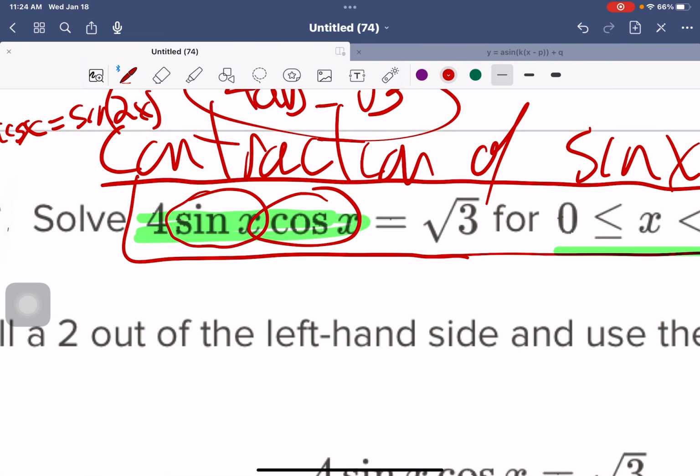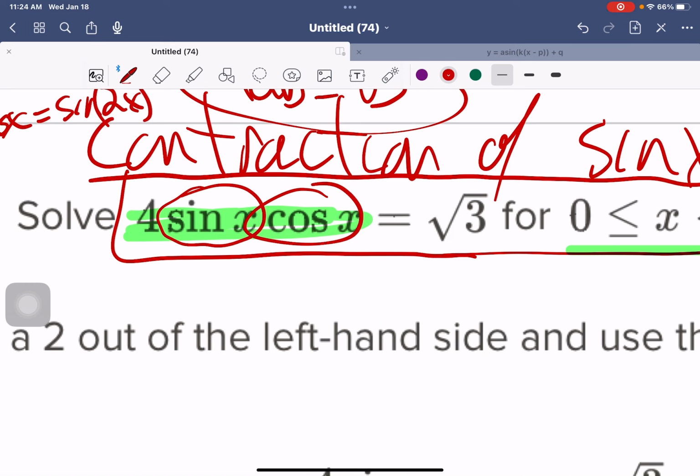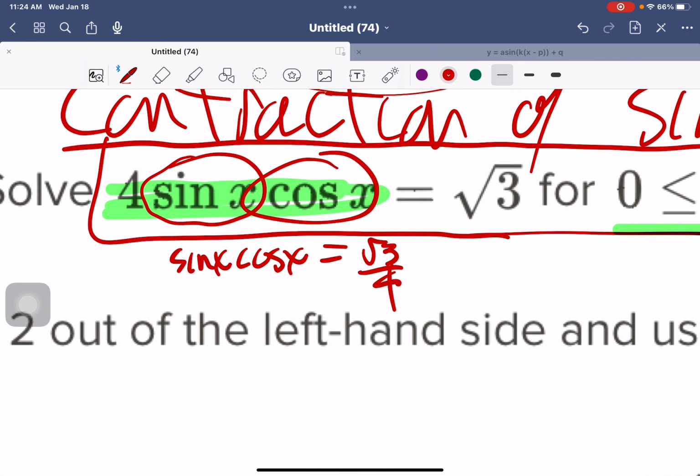If you've got really good number sense, you're going to do it one way. But what you can do is this. If you see this and you go, okay, I need to get sine x cos x by itself. So the first thing you would do is divide both sides by 4. So you might go sine x cos x equals root 3 over 4. But you know that you need 2 sine x cos x. So now what you do is you multiply both sides by 2.